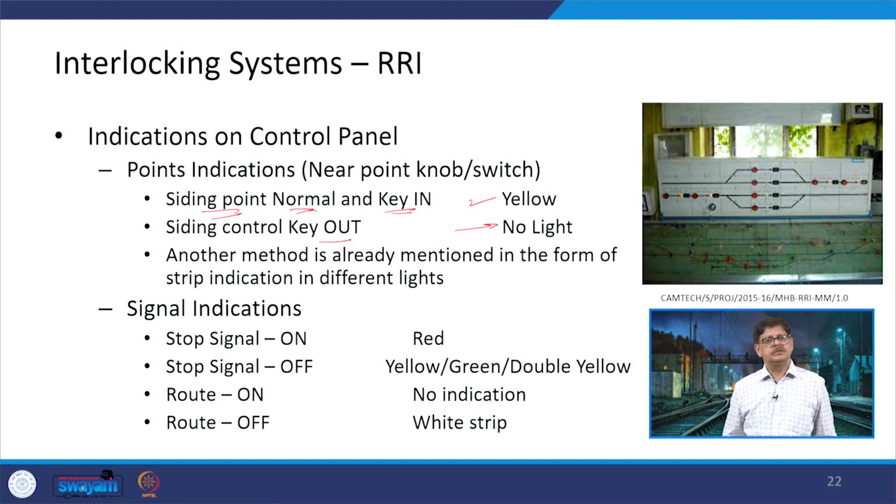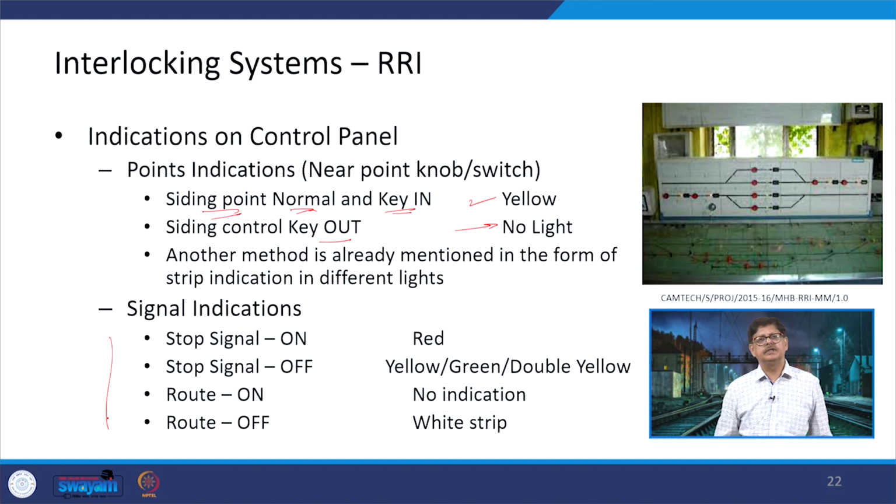Another method is, instead of these types of lights being provided as an indicator at that location itself, another way is that we have a strip of light. As we discussed previously, the whole of the track is going to be lit with the white strip. So, that is also another system.